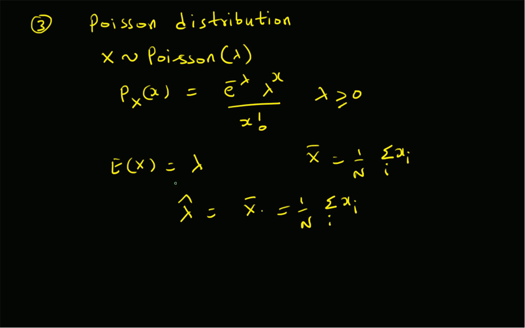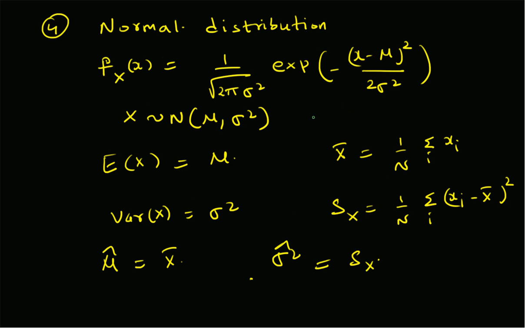And the next one is the Poisson distribution. Here the probability mass function is given by e power minus lambda, lambda power x by x factorial. Here the theoretical mean, that is the moment, is given by lambda, that is the expectation of x is lambda. So again the estimate of this parameter lambda is simply the sample mean. And the next one is the normal distribution. Here the parameters themselves are basically the mean and variance of the distribution. So the parameter estimates based on the moment method are simply mu hat equal to the sample mean, and sigma square hat, that is the estimate of the variance, is given by the sample variance.